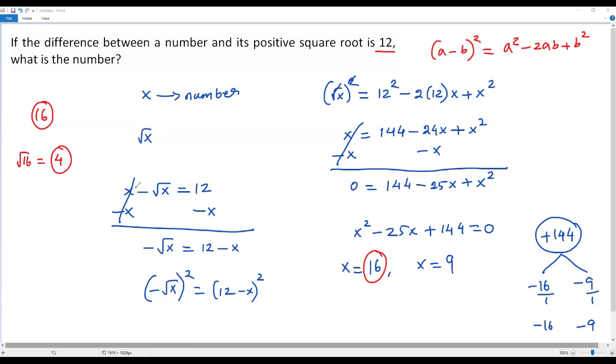Anyway, we can verify the second answer 9 also. So let me take 9. The square root of 9 equals 3. Now let's get the difference between the number 9 and its positive square root 3. When I find the difference between 9 and 3, that is 9 minus 3, I'm getting 6. But according to the information, the difference between the number and its positive square root has to be 12. But here we are getting a difference of 6. So the second value of x, I mean this number, does not satisfy the condition given in the question. Therefore, the required number is 16.